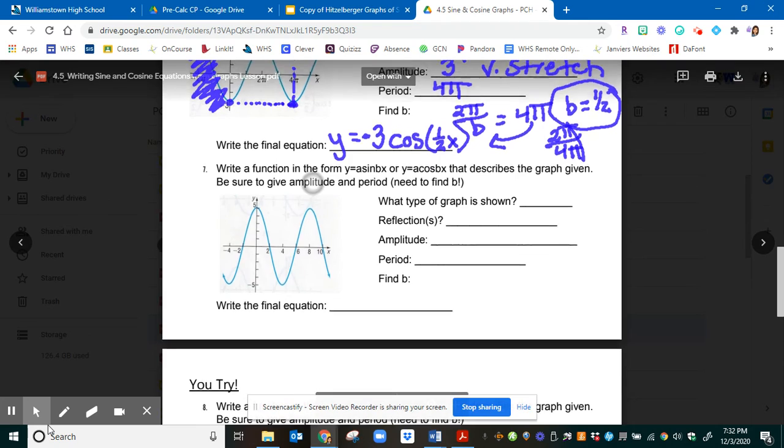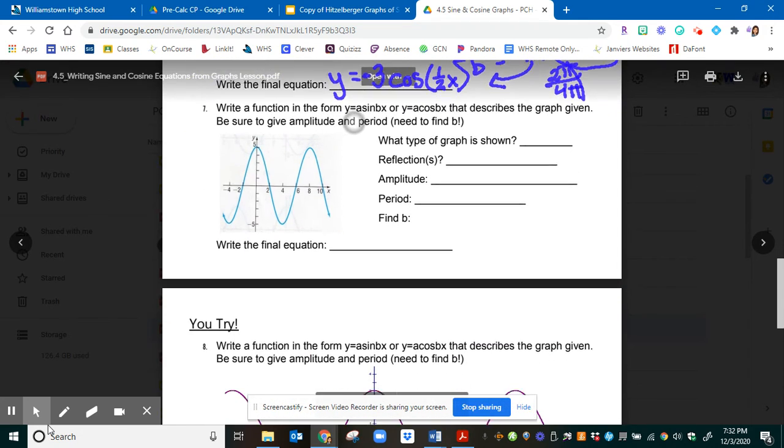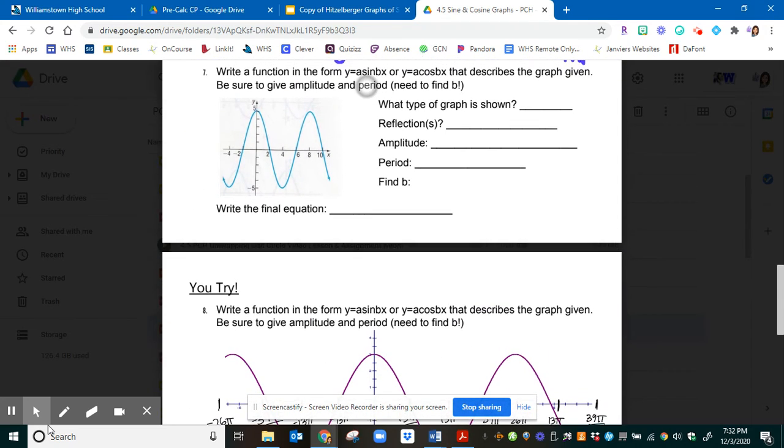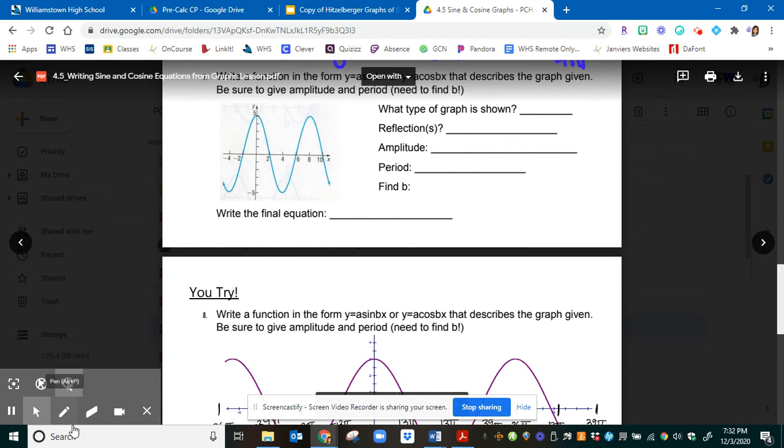Okay, all right, and then I'm going to go over another example, and then I'm going to have you guys do a couple more you-try. So write a function, again, given the criteria in the graph. Once again, it does not start at the origin, so therefore this is the cosine curve.